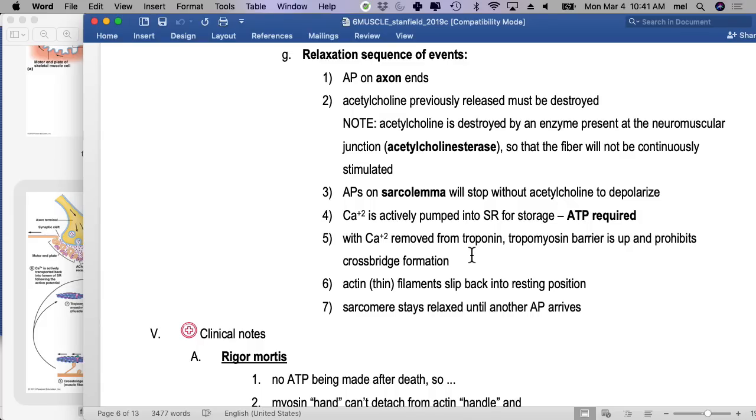Good? Okay, so go ahead. Till the neurotransmitter does it, it all starts again.